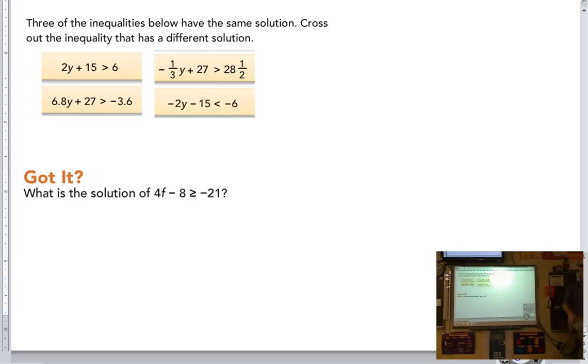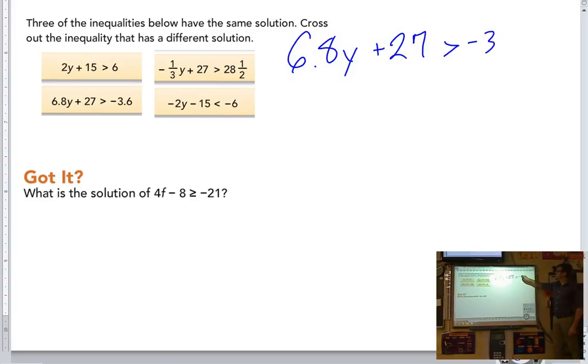Yeah, so one of the other ones we haven't done yet. Bottom left, bottom right, which one? Let's do the bottom left. 6.8y plus 27 is greater than negative 3.6. What did you do first? So first I did the minus 27, and then I subtracted 27 from negative 3.6.